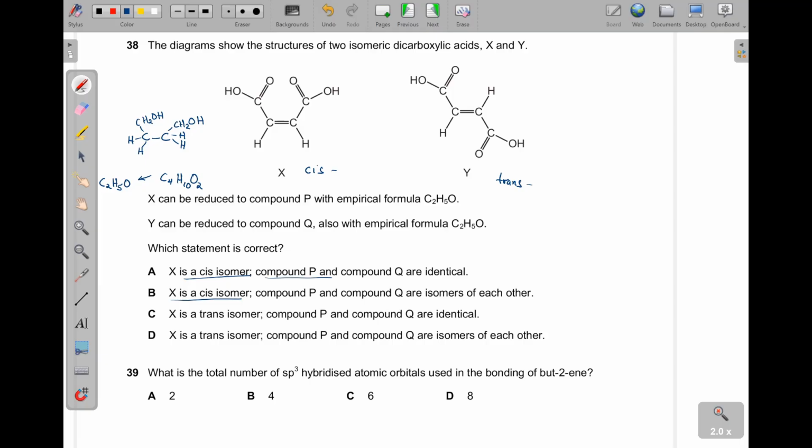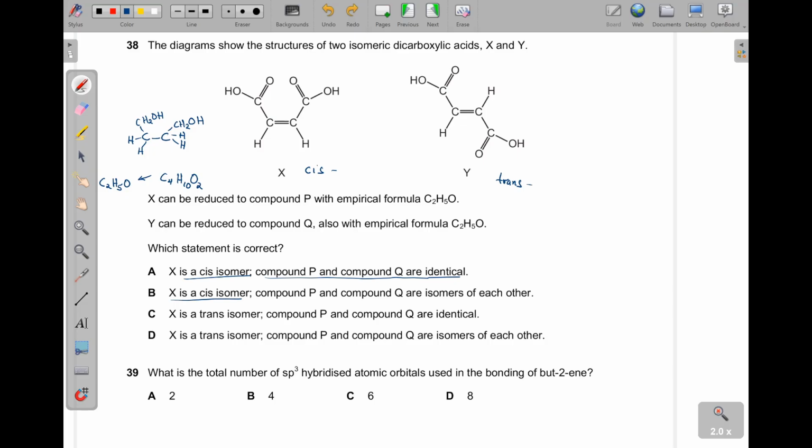Then they are saying compound P and compound Q are identical. Like I said, they are identical. They have the same composition. Okay. This one is just up here. It is cis, but when you reduce, it is going to give you the CH2OH. Okay. The same to this one here. So nothing has changed. Remember, cis and trans, we are looking at this arrangement of atoms.